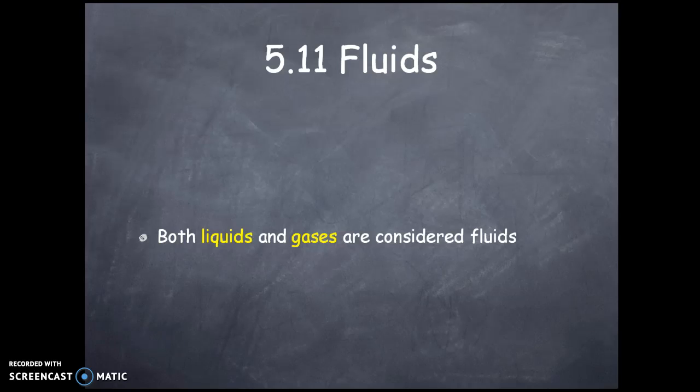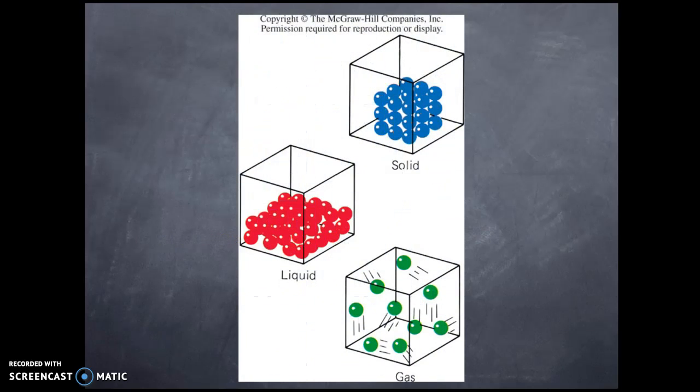Both liquids and gases are considered fluids when we are talking about convection. So you can see in this picture right here, in the solid, all the particles are tightly packed, and in the liquid, they have a little bit of space. You can look right here in the gas, the molecules are separated at a huge distance.